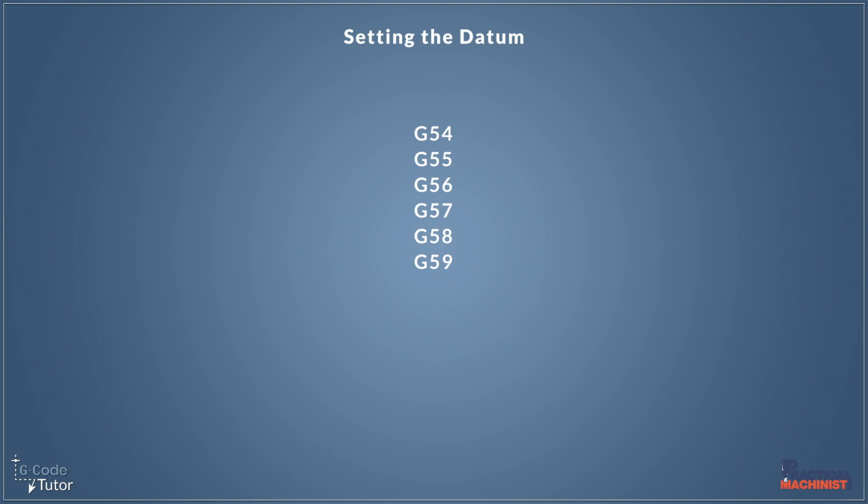Okay, so here's a list of the datums that we can use in our machine. We have G54, G55, G56, G57, G58, and G59. Now these tend to be standard on all CNC machines, or certainly the ones I've come across. We can also add to this, if you find those six datums are not enough, we can have G54.1, G54.2, all the way up to G54.9, and we can do this for each of those datums. So this gives us 60 datums that we can use, which is way more than we would ever need.